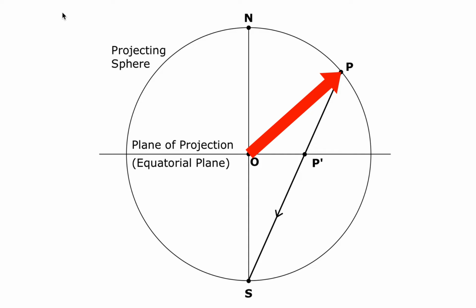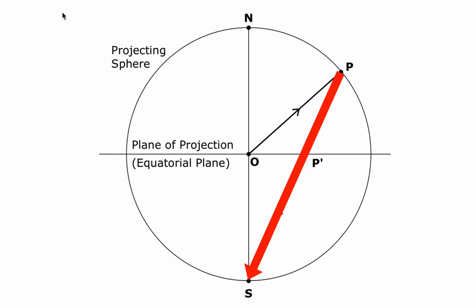It actually continues to infinity out of our imaginary projecting sphere, but we're only interested in where it hits the surface of that sphere. And as soon as it hits the surface of the sphere, we reflect it downwards to the south pole of our imaginary projecting sphere. On its route down south, it passes through our plane of projection, and we mark that point. It's shown here as P prime. And that is what is shown on the stereographic projection.